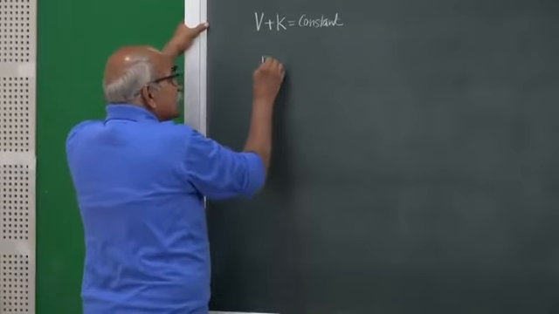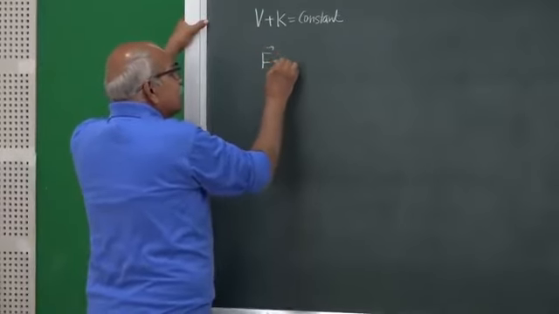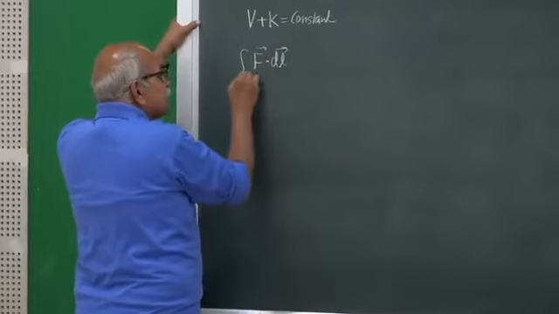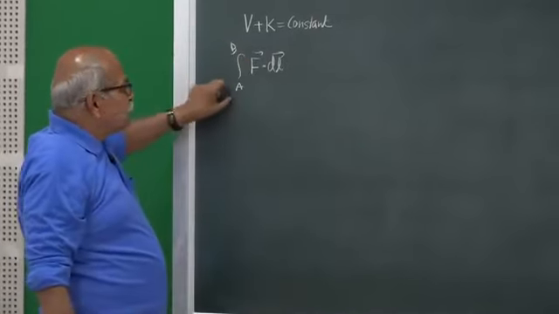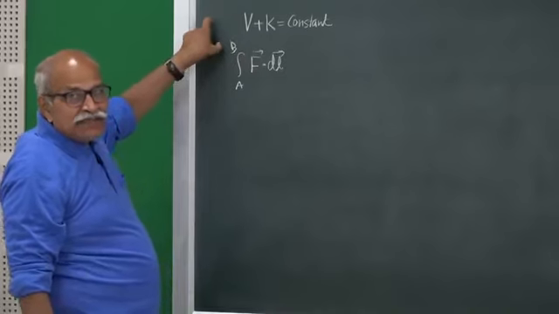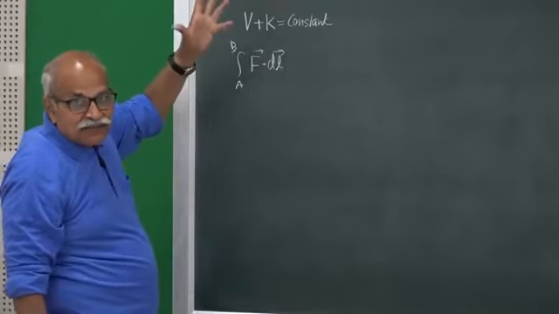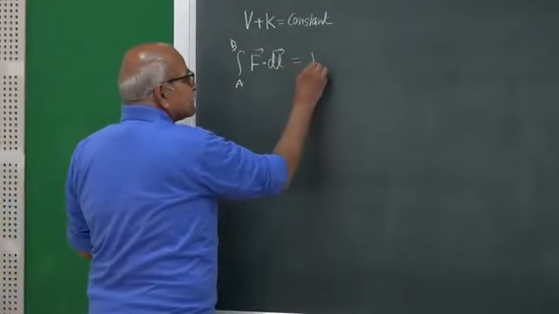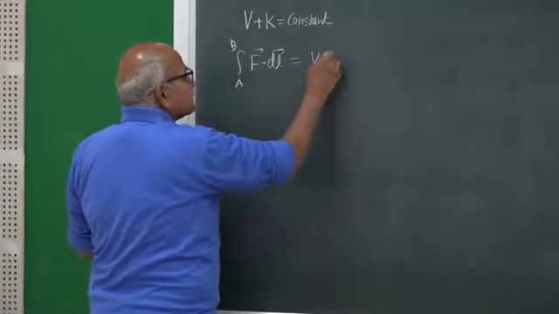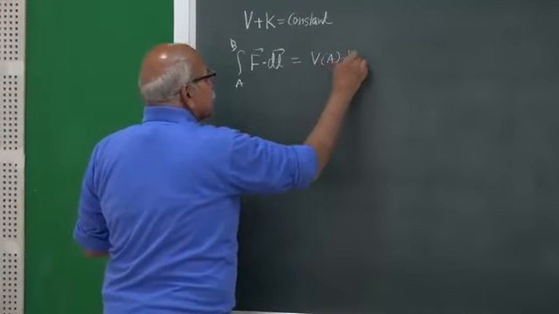Remember that F dot dl integrated from a point A to B. Now, I can talk in terms of point A to B, because this is a conservative force and the path is not important, only the end points are important. This we define as V1, or VA minus VB.